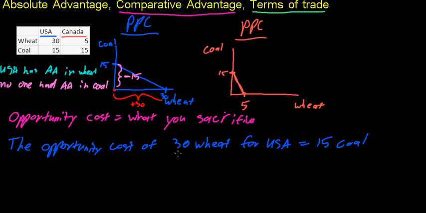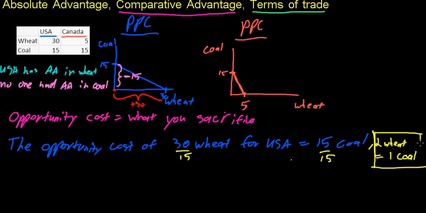So if I divide both sides by 15, and this is the way that you'll normally see it, then you have 2 wheat is equal to 1 unit of coal. And that's going to run out of room, so I will just erase all of this and we'll go back down a little bit more. So then just over here we could say 2 wheat is equal to 1 unit of coal. And this is the way that you normally see opportunity cost represented.